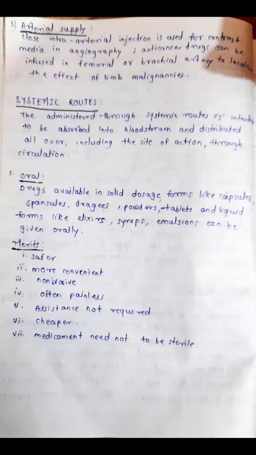Then write down merits of the oral route. It is safer, more convenient, non-invasive, does not require cutting of the body, often painless, assistance is not required, it is very cheap, and the medicament need not be sterile. Then demerits of the oral route: action is slower, not suitable for emergencies, unpalatable drugs like chloramphenicol are difficult to administer, it can cause nausea, vomiting, may stain the teeth, leave an unpleasant taste. Certain drugs are not absorbed by this route, some drugs are destroyed by gastric juices or by the liver through first pass metabolism. So this is about the oral route.